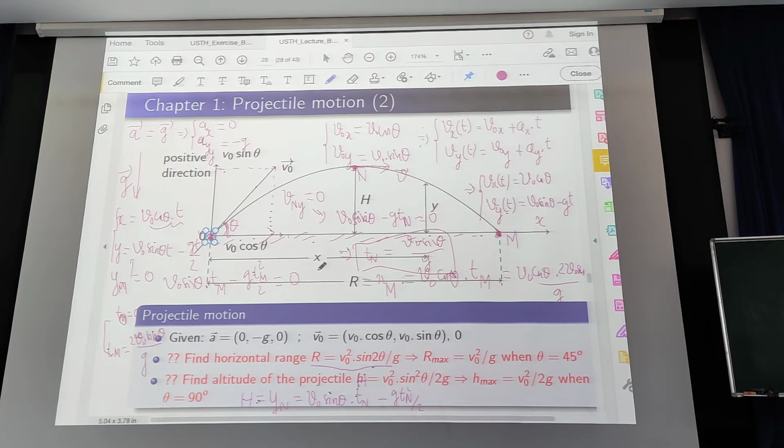Is it clear to you? Yeah. I can get more space.